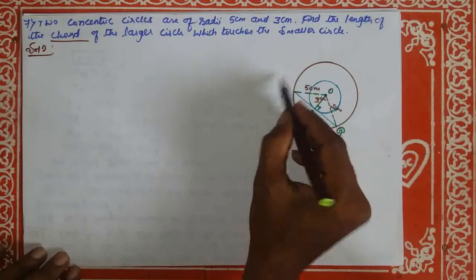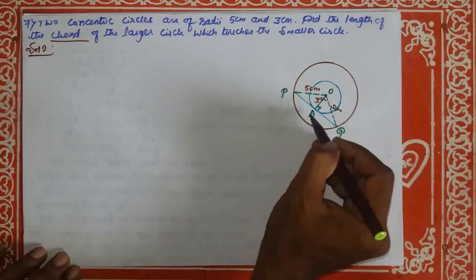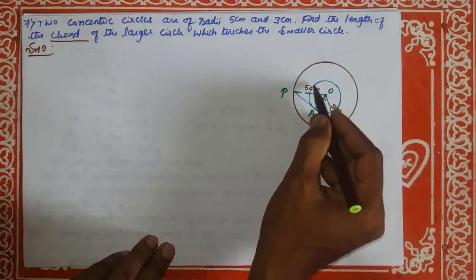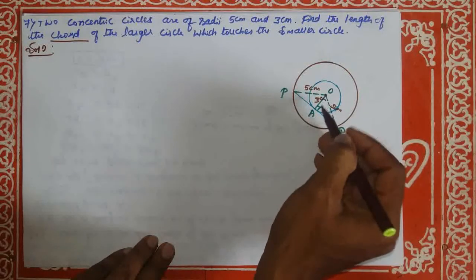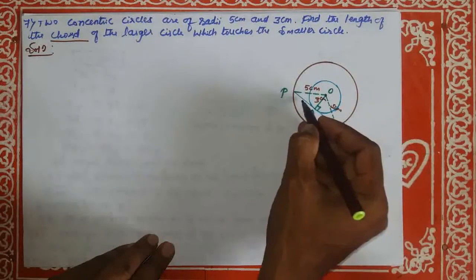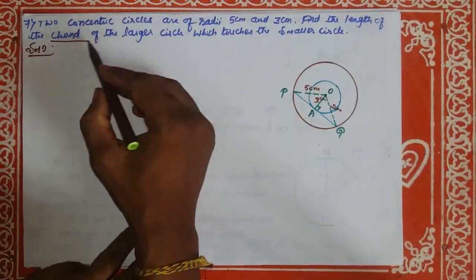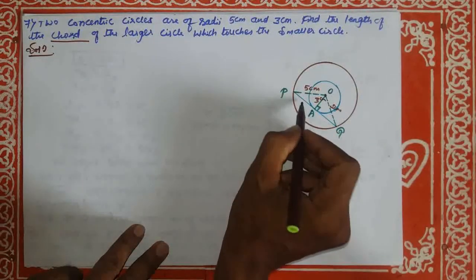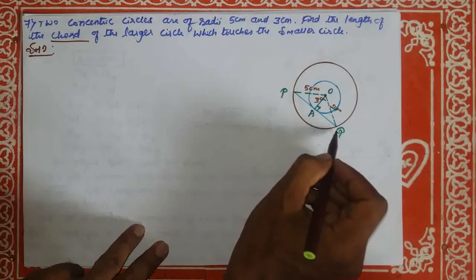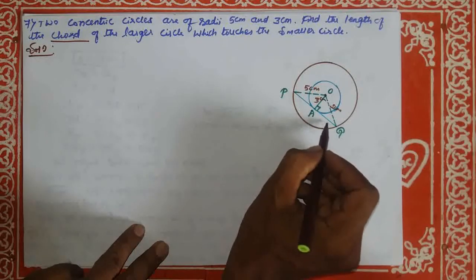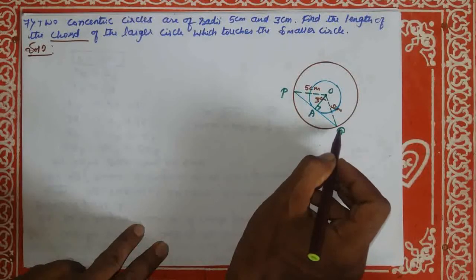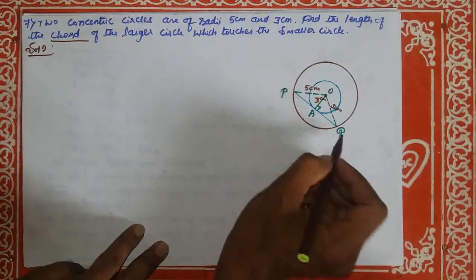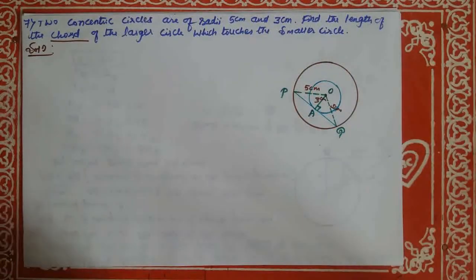Here we can apply the Pythagoras rule, then we will get the answer for AP. AP square is equal to 5 square minus 3 square, 25 minus 9, which is equal to 16. Therefore the answer is 4 centimeters. We need to find the length of the chord of the larger circle. PA is equal to 4 centimeters means PA is equal to AQ. Therefore 4 plus 4 is equal to 8. PQ is the chord of the larger circle which touches the smaller circle. Therefore PQ is equal to 8 centimeters. This is very easy to find.